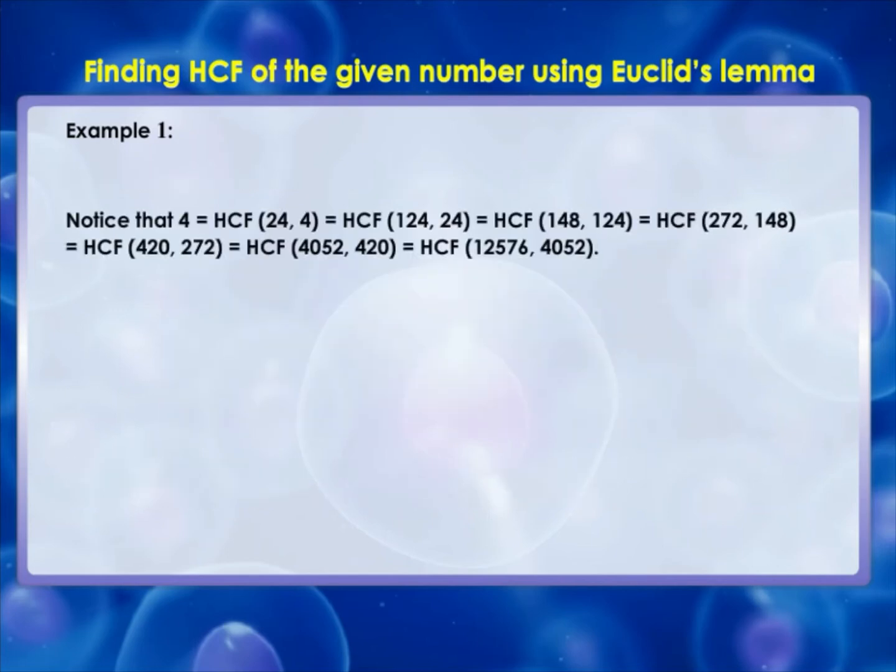Notice that 4 = HCF of (24, 4) = HCF of (124, 24) = HCF of (148, 124) = HCF of (272, 148) = HCF of (420, 272) = HCF of (4052, 420) = HCF of (12,576, 4,052).